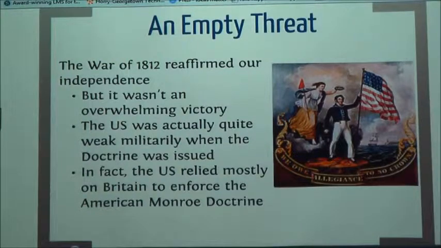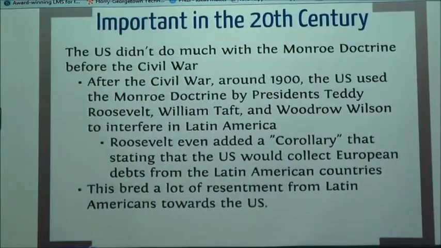The War of 1812 had reaffirmed our independence, but it wasn't really an overwhelming victory. The British just got tired of fighting. We got tired of fighting. The British actually burned down Washington, D.C. So it was by no means an overwhelming victory. The United States was actually quite weak militarily when the doctrine was issued. In fact, the United States was relying mostly on Britain to enforce the Monroe Doctrine. So it's interesting how 10 years made a difference here.